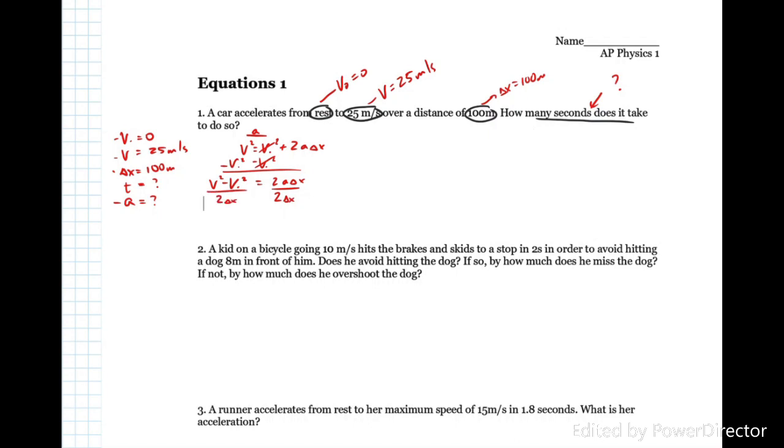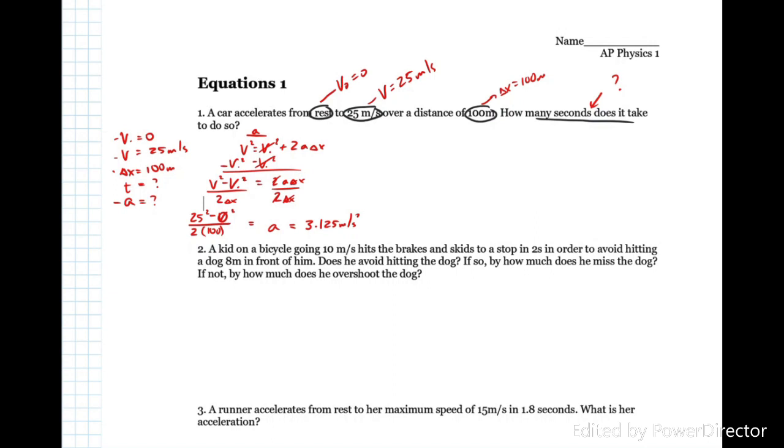Now we're left with multiplication and division. The 2 goes away, the delta x goes away, and I'm left with acceleration is v squared, so 25 squared minus v0 squared, 0 squared, over 2 times 100. We plug all that into our calculator, and the acceleration comes out to be 3.125 meters per second squared.